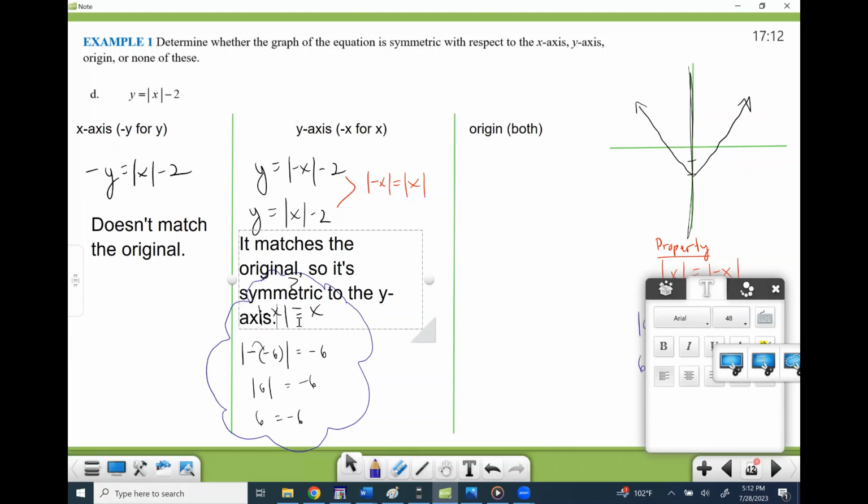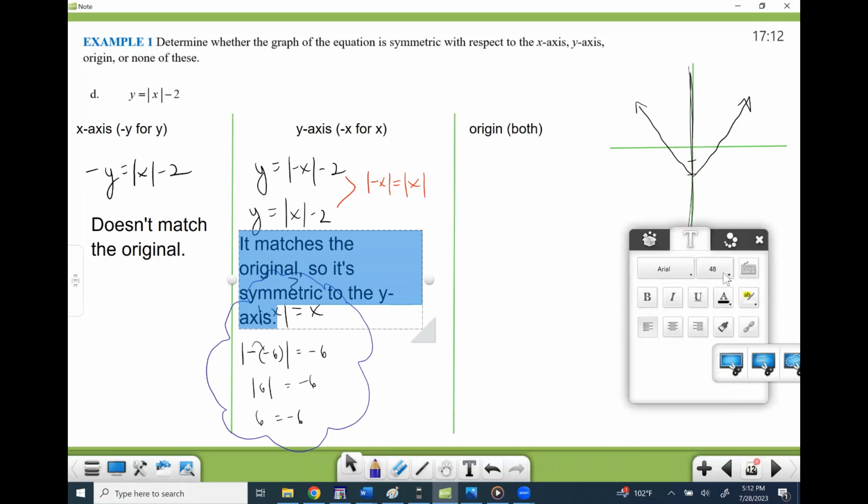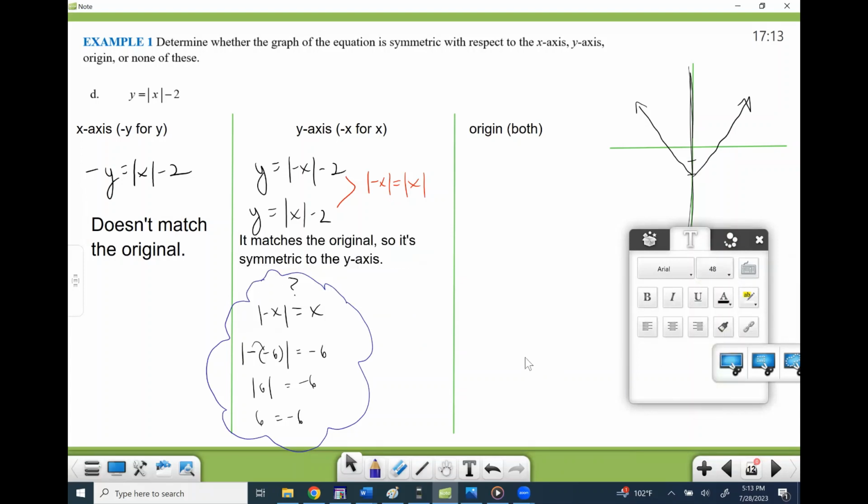Holy moly, I need to choose a smaller font for sure. Let me go and see what size 36 does to this, you guys. Oh, that's perfect. Okay.